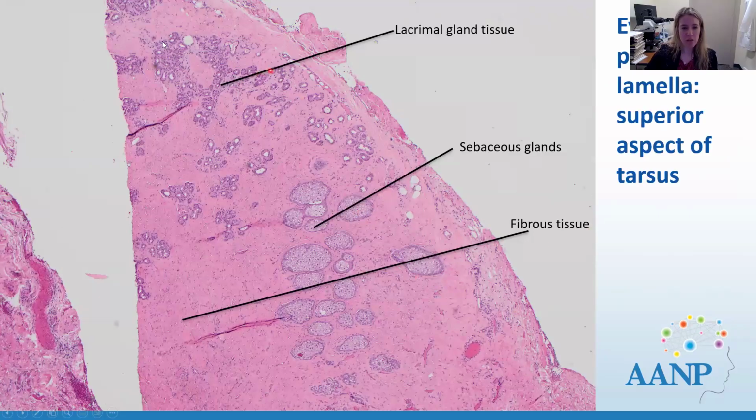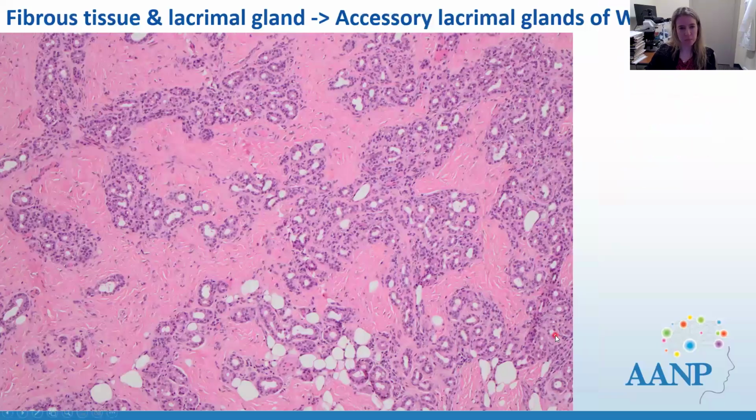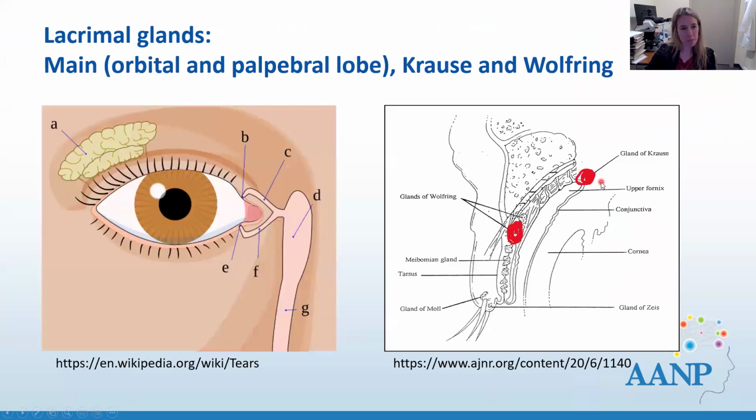So one thing we can see is that there's lacrimal gland tissue, there are sebaceous glands, and there's fibrous tissue. So when I see this, to me, this means that we're in the tarsus because there's fibrous tissue and sebaceous glands, which in the tarsus are called meibomian glands. Lacrimal gland tissue points to me that we're at the superior aspect of the tarsus if it's an upper lid tarsus. And then here should be conjunctiva, which looks like it was abraded. Again, if this is coming from the tarsus, these are called the accessory lacrimal glands of Wolfring.